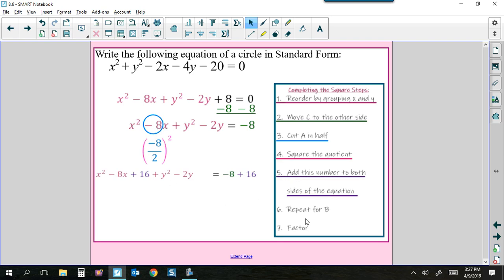Now we're going to take half of b. Half of b, our b is negative 2. Half of that is negative 1. Square it. So negative 1 times negative 1 is 1. Add that to both sides.